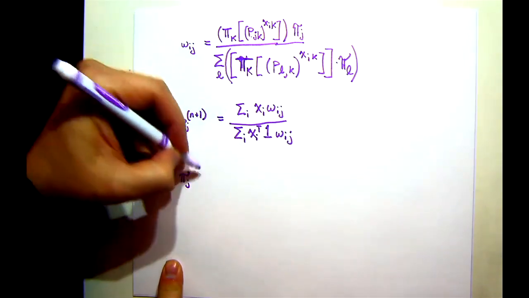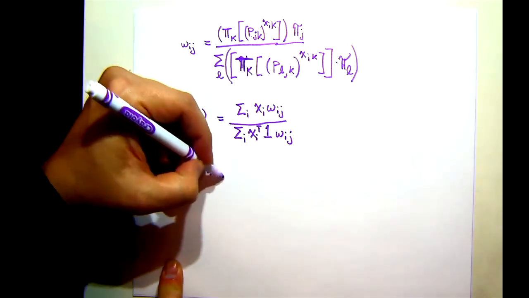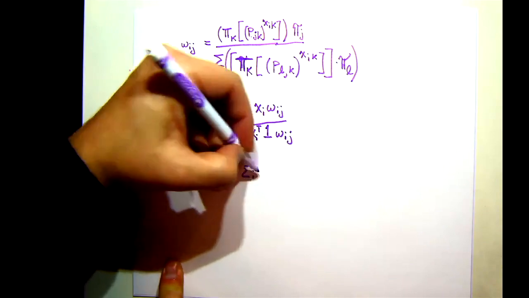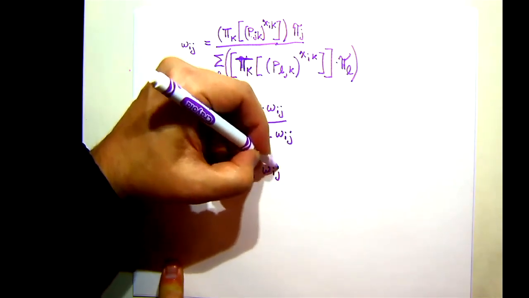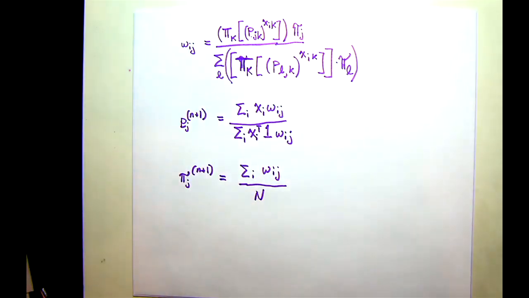Similarly, for the mixing probabilities, we're going to get a pretty easy thing where we just take the weights over all the documents over the number of documents. And that's it. That's topic modeling. So pretty simple, pretty straightforward, very much like doing EM for clustering.